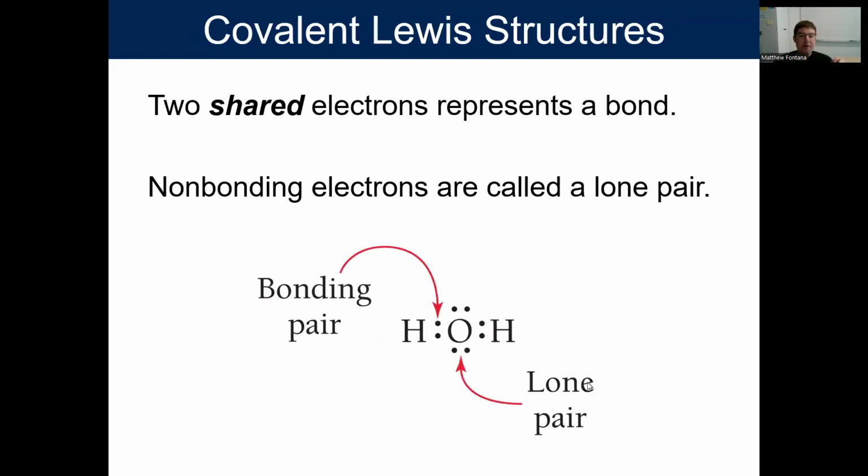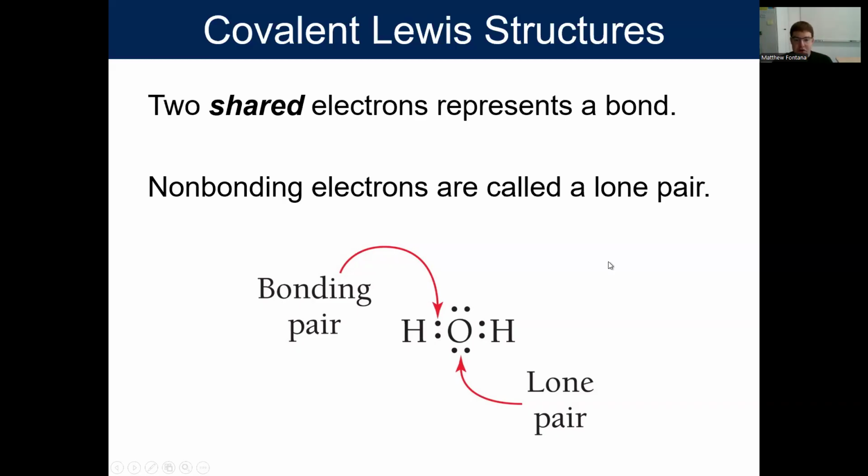So here you have the Lewis structure for water. It looks something like this. You have an oxygen atom, a hydrogen atom over here, and another hydrogen atom over here. What you'll notice is that when two electrons are shared between two atoms, that is our way of communicating a chemical bond. So, going to the top line up here, two shared electrons represent a bond. And if you have non-bonding electrons, those are called a lone pair.